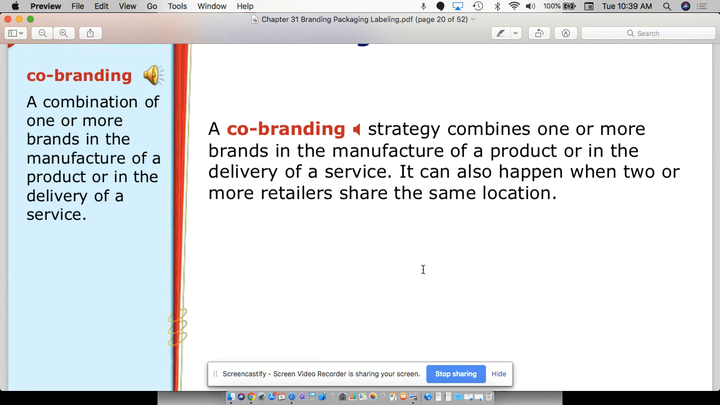Co-branding, though, is the combination of one or more brands in the manufacture of a product or in a delivery for a service. This happens quite a bit when it comes to movies. So what's the next kids movie to come out, or next Disney movie? Any of them coming out anytime soon? I don't know. Oh, Dr. Seuss. Generally, Dr. Seuss is a good one.